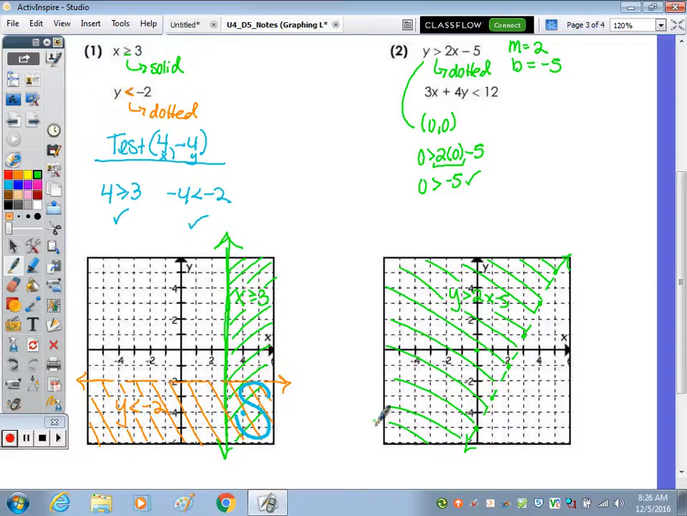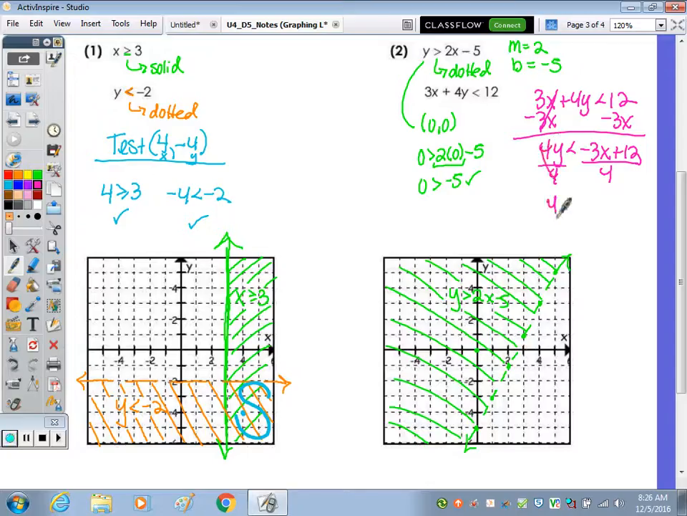All right, last one. I need to solve it for y, so I'm going to move it over here. 3x plus 4y is less than 12. Well, I guess I'm going to graph this one in pink. Subtract 3x. 4y is less than -3x plus 12. Divide by 4. And y is less than -3/4, since we can't divide 3 by 4, x plus, and 12 divided by 4 is 3.